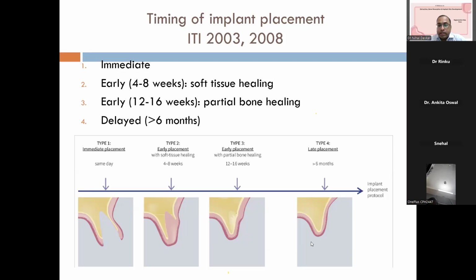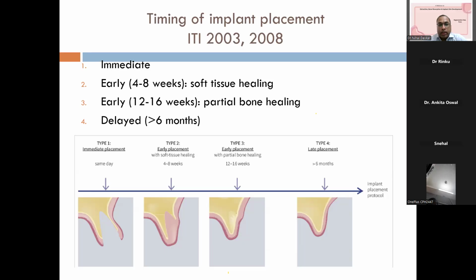So obviously, are we going to wait that much? Because now from the studies, we know that there is a lot of resorption that is going to happen, especially in the first 3 months, forget about 6 months. So there is no need to wait for that, unless the patient is not available or due to some systemic contraindications. So your first target should be to go for immediate one as much as possible. If not, at least the next target, that is early placement of soft tissue healing or partial bone healing.